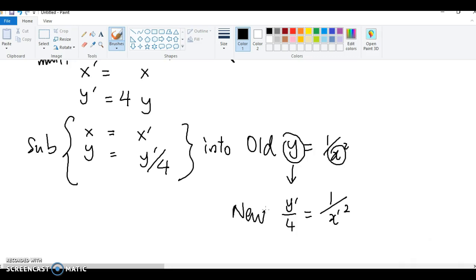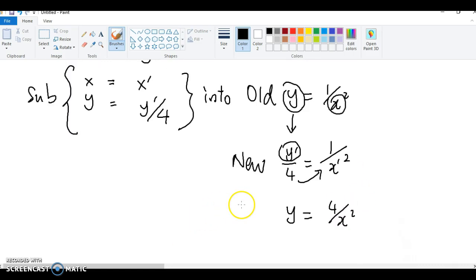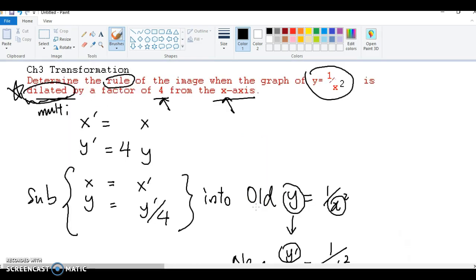And the last thing you need to do is, we always want y by itself, nothing touching it, so we move the 4 away. So make y dash the subject. You times 4 to the other side. And at the same time, in the last line, I'll rub off the dash. The dash is just helping me do the working out, to remind me there's a new x and new y in the equation. All right. So this is the question.